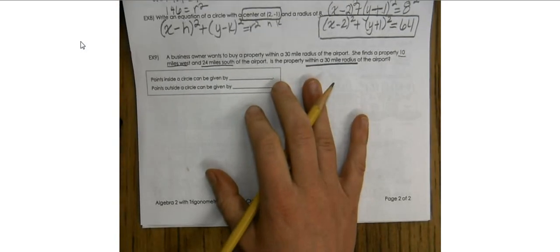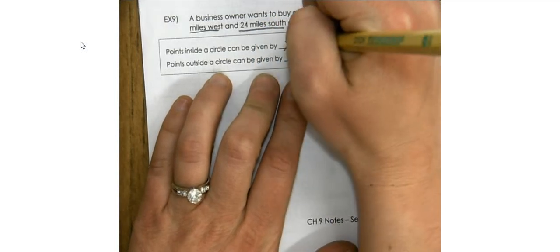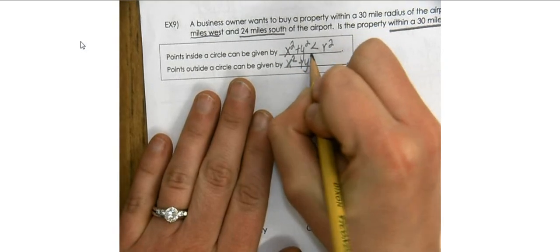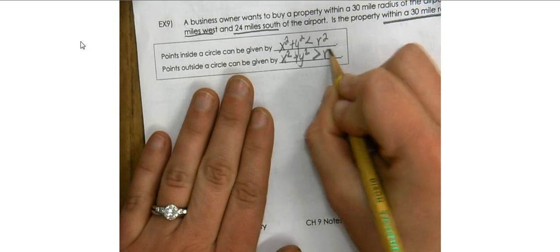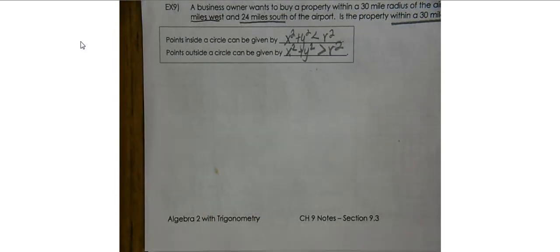Now, if you wanted to know if any point was located inside of a circle, you can figure that out by saying, is x squared plus y squared less than r squared? If it is, then that means that point is inside of the circle. But if x squared plus y squared is greater than r squared, then that means that the point that we're talking about is located outside of the circle.